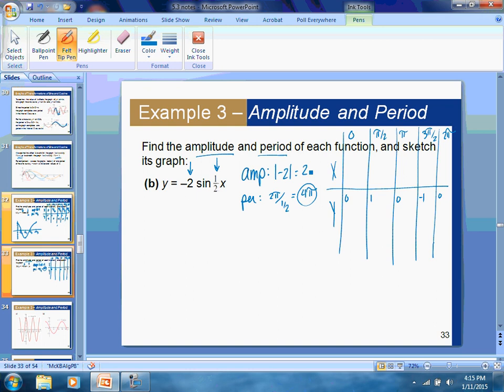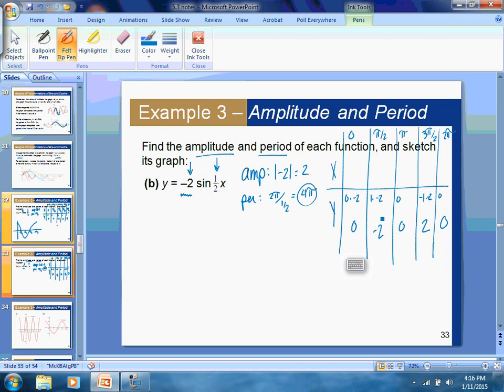Okay, now remember this amplitude is going to affect all of my y values. So I'm going to multiply them all by a -2, basically. I'm going to multiply by this number that's out front. So I'm going to get 0, and then -2, and then 0. And then when I multiply by the -2 there, I get a +2, and then 0. So I know the amplitude is 2, but that's just telling me how far I'm going up and down. So I'm going to +2 and to -2.